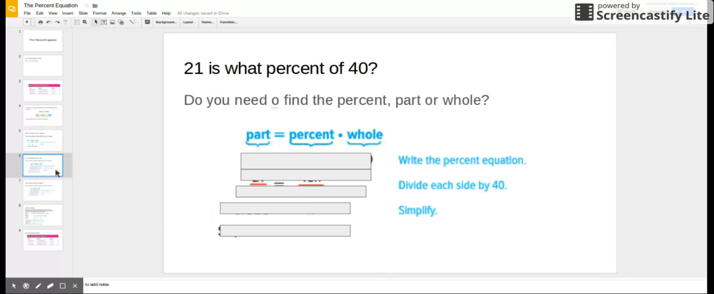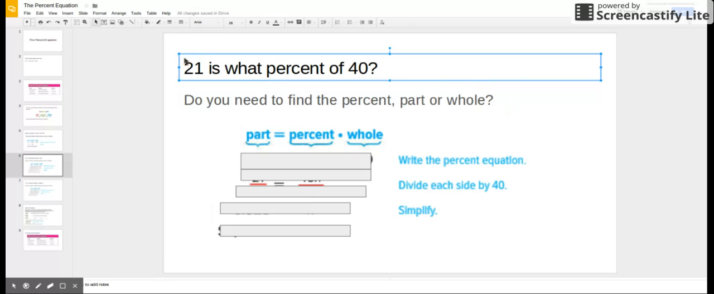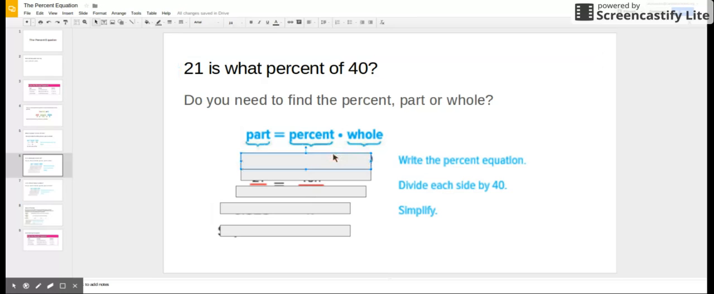Here's our next example. We have 21 is what percent of 40? Do you need to find the percent, part, or the whole? That's the first step. Well, we know 21 is a part. What percent? We don't know the percent of 40, so 40 would be the whole. So just plug in your numbers. 21 equals what percent times your whole. Okay, and now you would just solve for n.